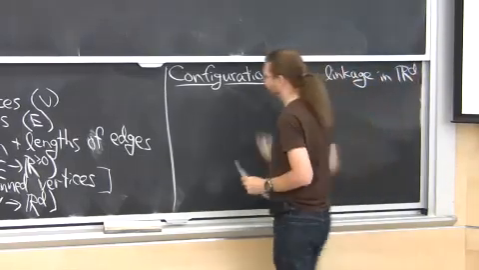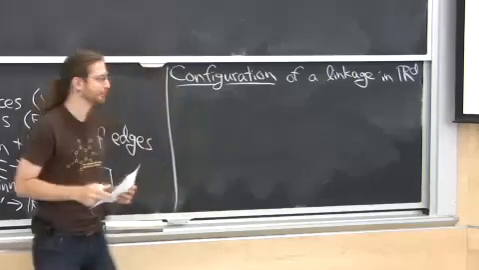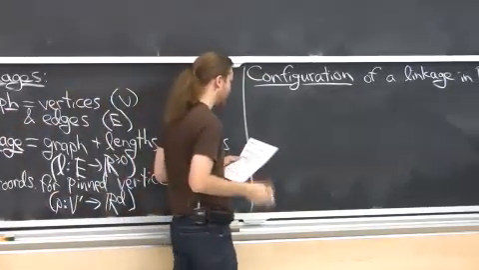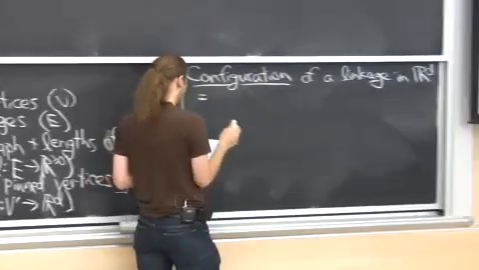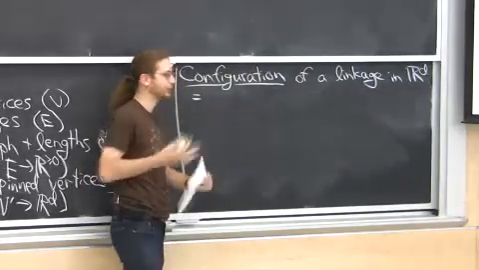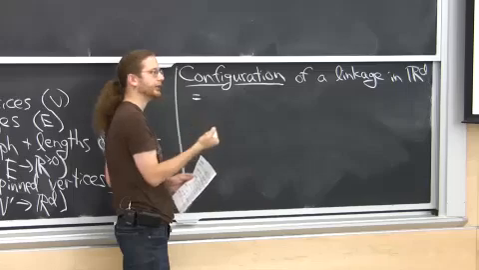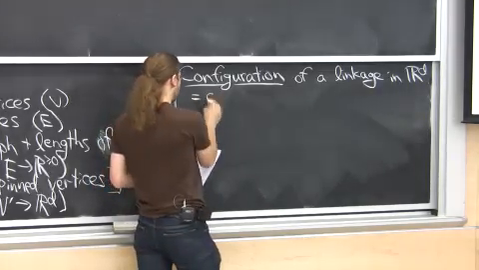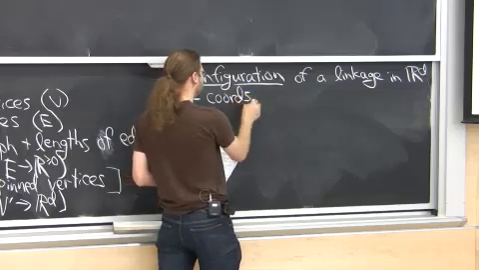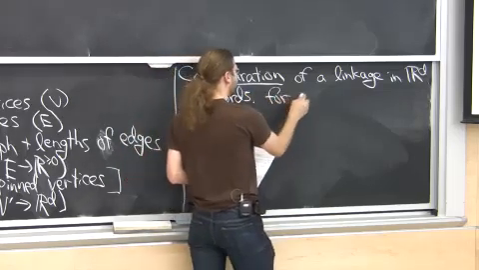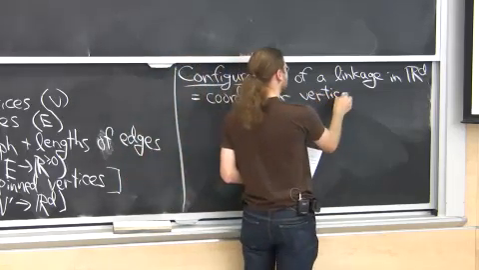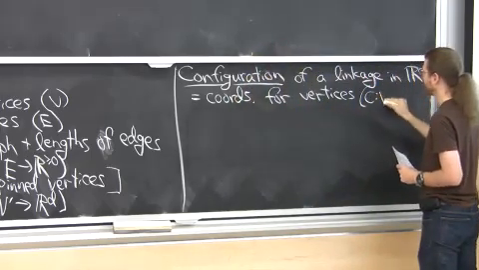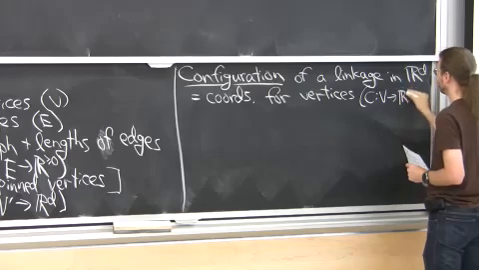Why is it different terminology than folded state? Just because it's a different subfield, I guess. Avoid confusion with the other notions. With folded states, usually we allow creases all over the place. With the linkage, you're really only allowed to bend at the vertices. So it's a bit special. So configuration just gives you coordinates for every vertex. So we would say configuration C maps every vertex to some point in d dimensions.